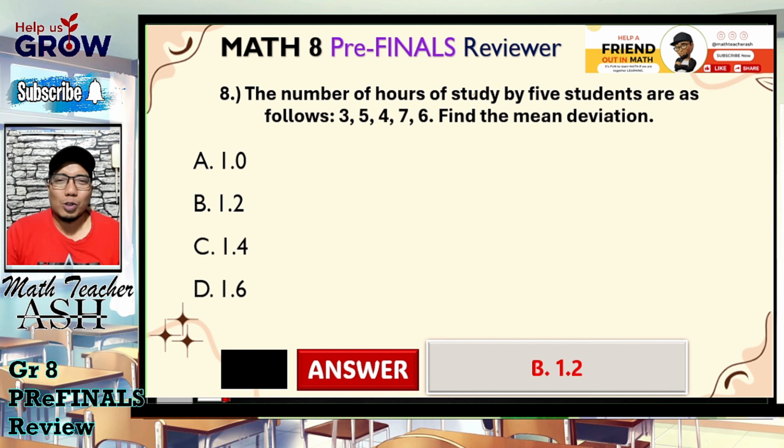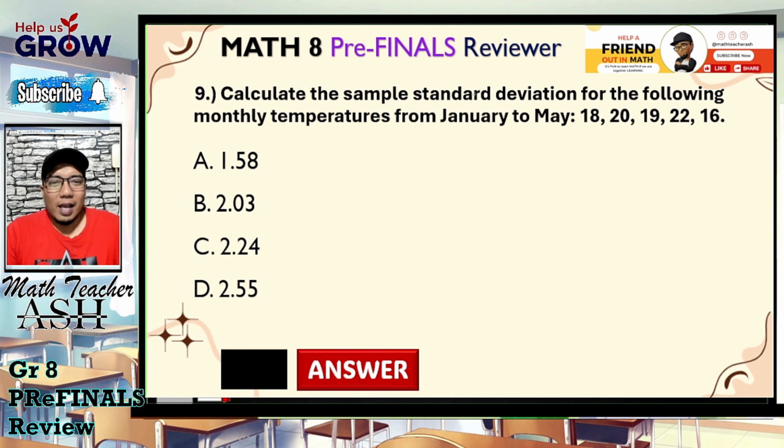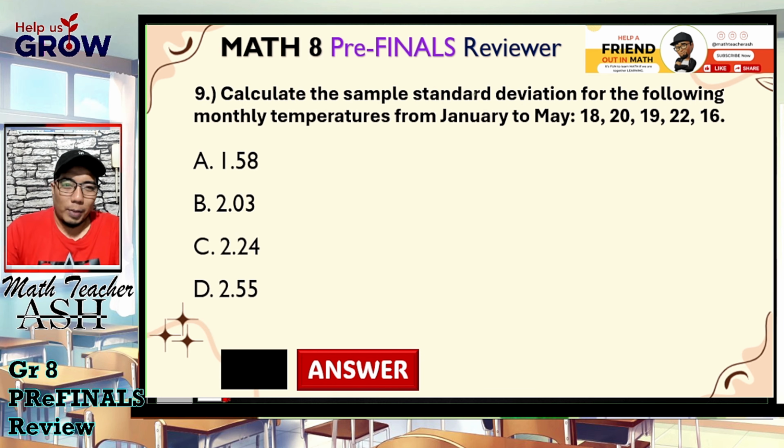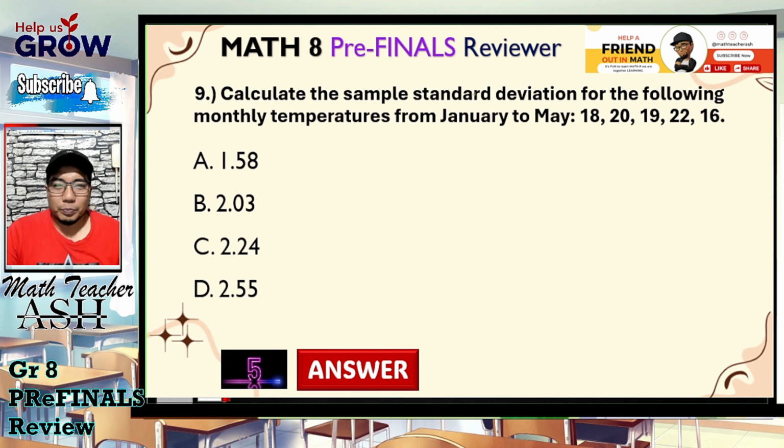So now let us go to question number 9. Calculate the sample standard deviation for the following monthly temperatures from January to May. Given 18, 20, 19, 22, and 16. Is it A, 1.58, B, 2.03, C, 2.24, or D, 2.55? I'll give you 5 seconds to think about your answer.